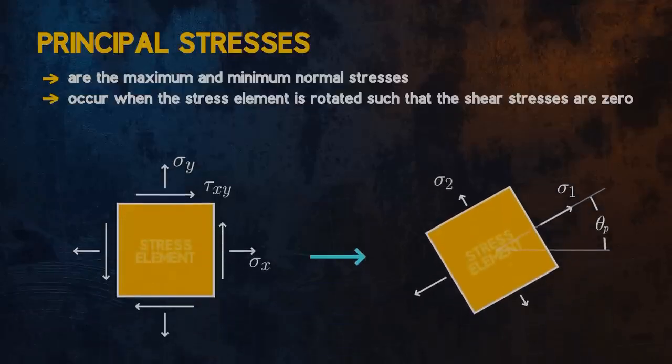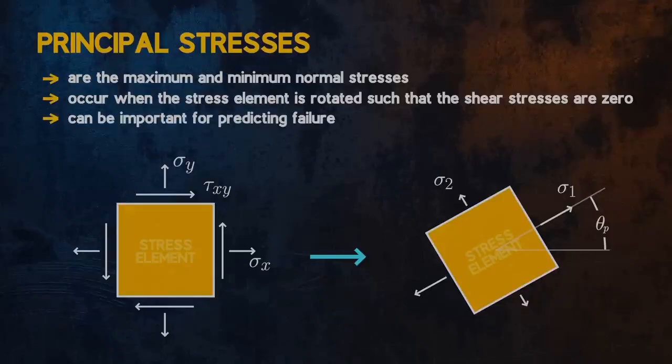We denote the maximum and minimum principal stresses using the symbols sigma 1 and sigma 2 respectively. The rotation angle which gives us the principal stresses is denoted using the symbol theta p. Because it is the maximum normal stress at the location of our stress element, being able to calculate sigma 1 can be important for predicting failure.